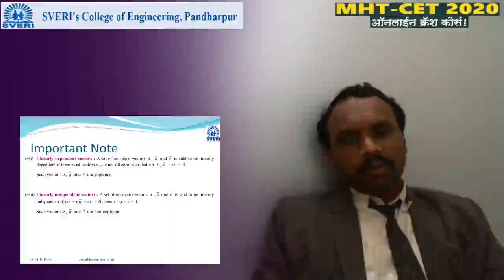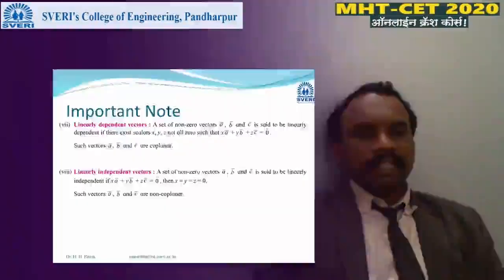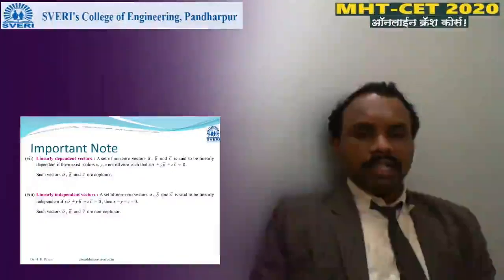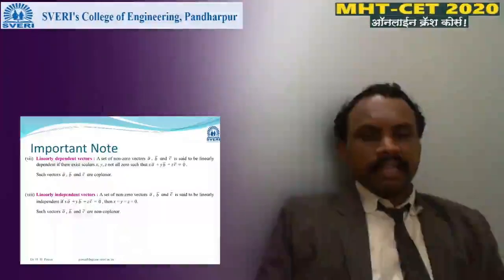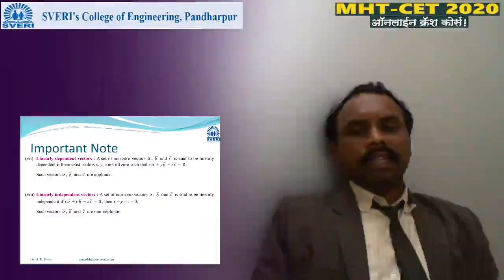Next, we'll see linear dependency and independency of vectors. A set of non-zero vectors a bar, b bar and c bar is said to be linearly dependent if there exist non-zero scalars x, y, z such that x a bar plus y b bar plus z c bar is equal to 0 bar. Such vectors a bar, b bar and c bar are said to be coplanar vectors.